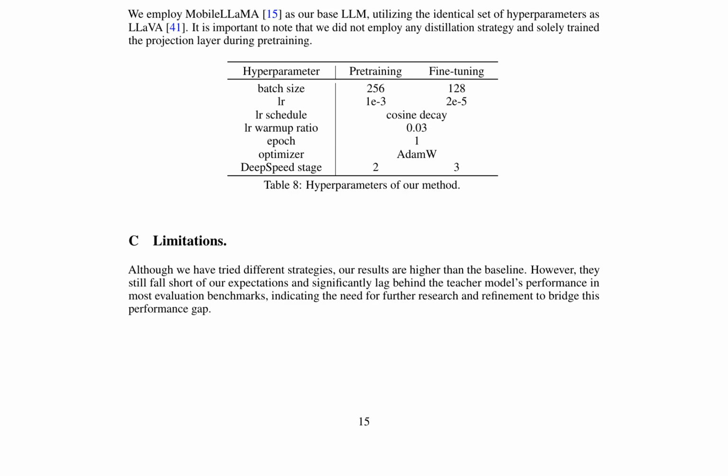In terms of specific hyperparameters, the batch size was set to 256 for pre-training and 128 for fine-tuning, with a learning rate of 1e-3 and 2e-5, respectively. The learning rate schedule followed a cosine decay, with a warm-up ratio of 0.03 and an epoch of 1. The optimizer used was AdamW, with DeepSpeed stage 2 and 3 employed.